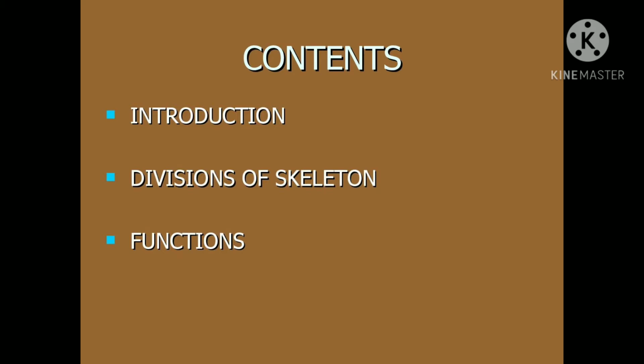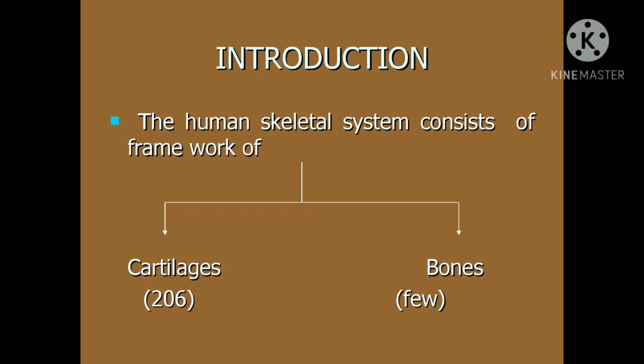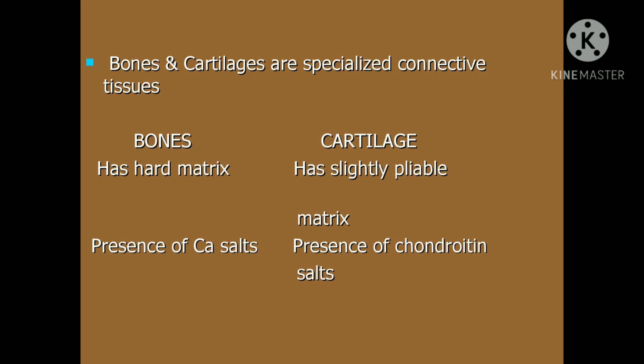Okay, now let's move on with the introduction part. As we know, the human skeletal system consists of a framework of cartilages and bones. There are 206 bones and only a few cartilages in the human skeletal system. Bones and cartilages are specialized connective tissues. Bones have a hard matrix, while cartilage has a slightly pliable matrix.